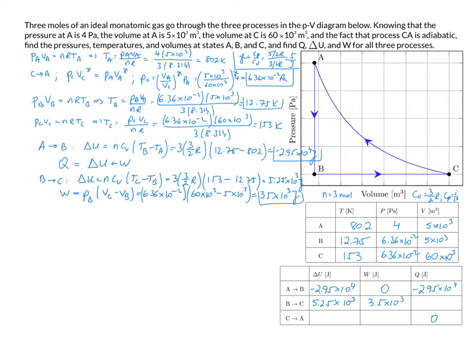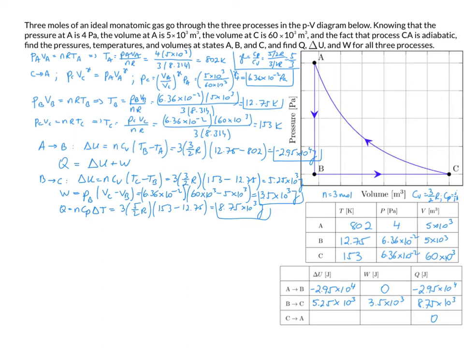Now for an isobaric process, we know that Q is nCP delta T. So that is 3 times 5 halves R times T final, that's temperature at C, and that's 153 Kelvin minus 12.75. So when I plug in the numbers, I end up with 8.75 times 10 to the third joules. So here I have 8.75 times 10 to the third.